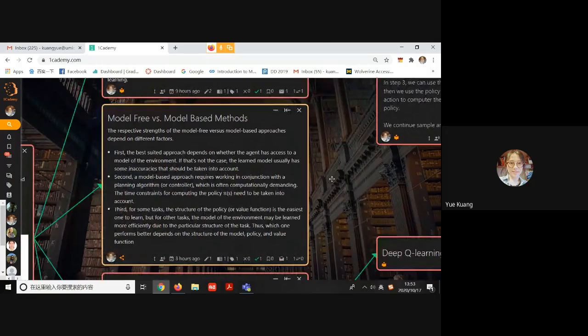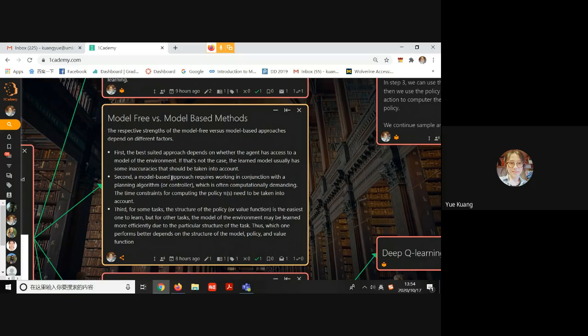So here is a comparison between model-free and model-based methods. The respective strengths for the model-free versus model-based approaches depend on different factors. First, the best suited approach depends on whether the agent has access to a model of the environment. If that's not the case, the learned model usually has some inaccuracies that should be taken into account. So then the model-free method may be more preferred when the model environment is not available.